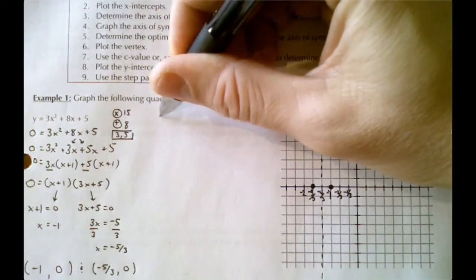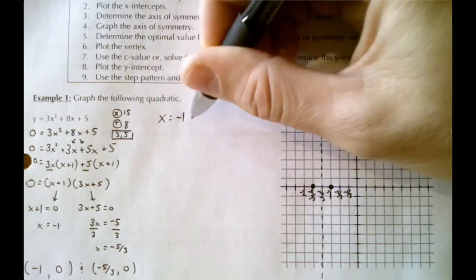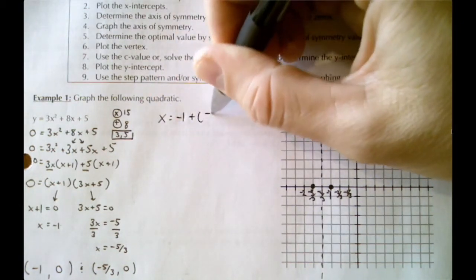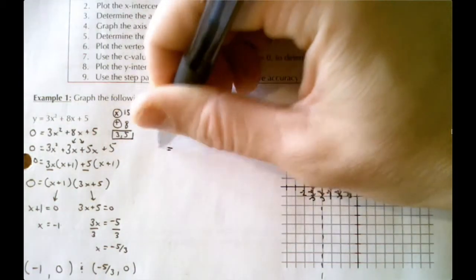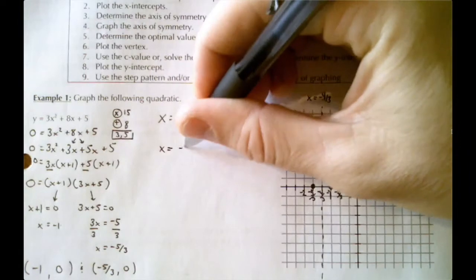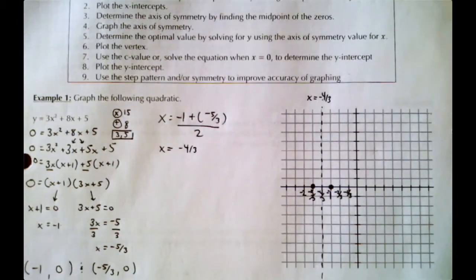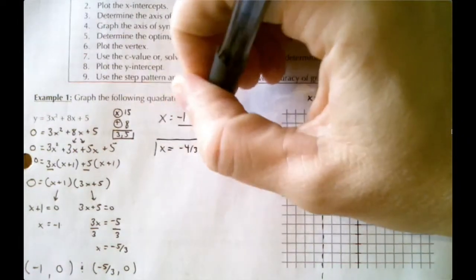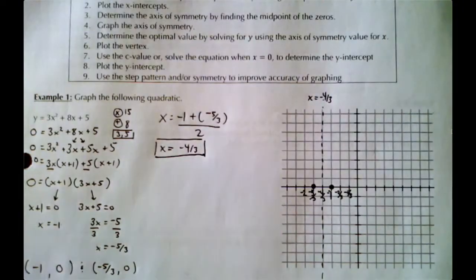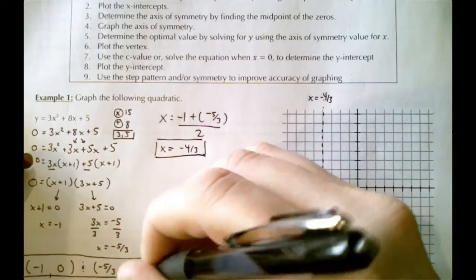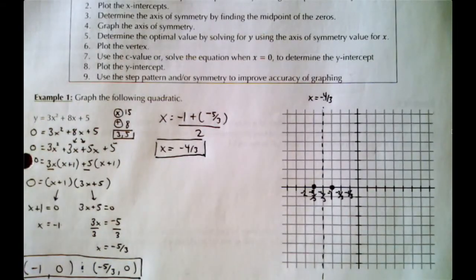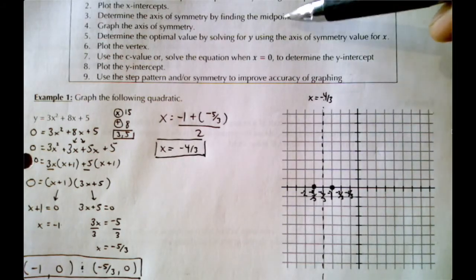The math would say take the x-intercepts and add them, and then divide by 2, but that looks a little ugly. Your calculator could handle it though, if you want to use your calculator. So there we have our axis of symmetry, and here are the x-intercepts. And I've boxed everything that ends up on the graph. So we've done step 3 and step 4 now.